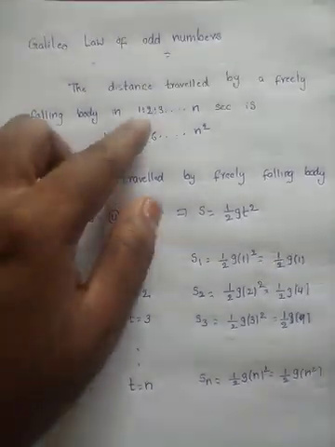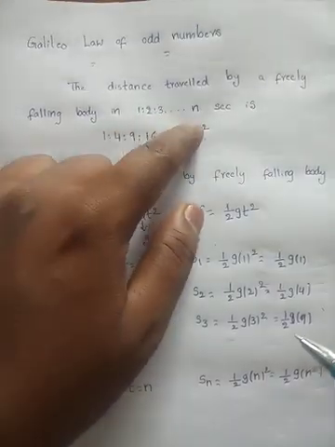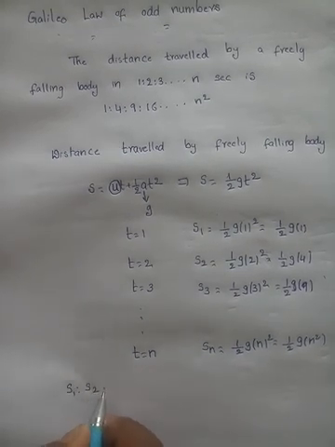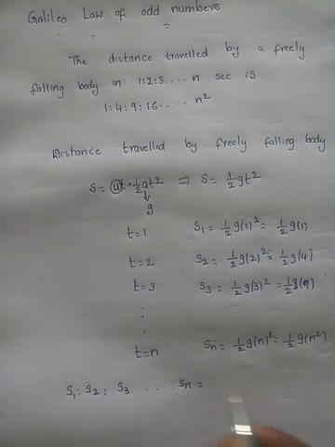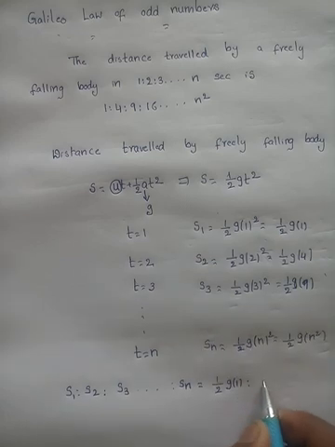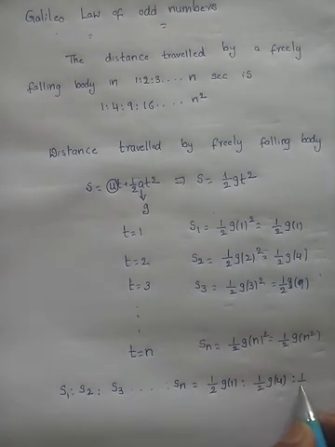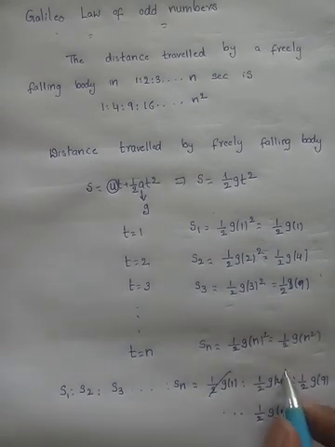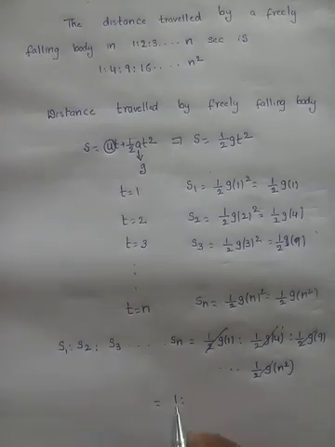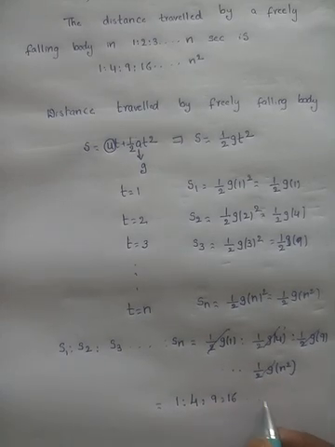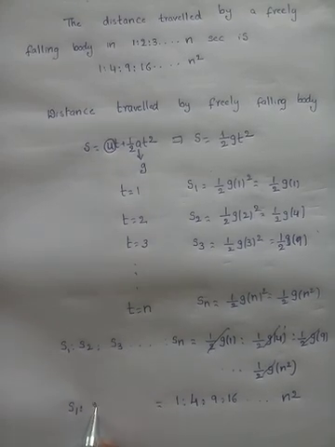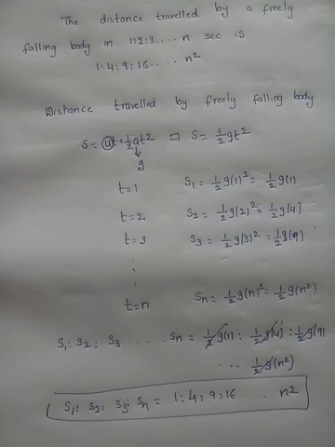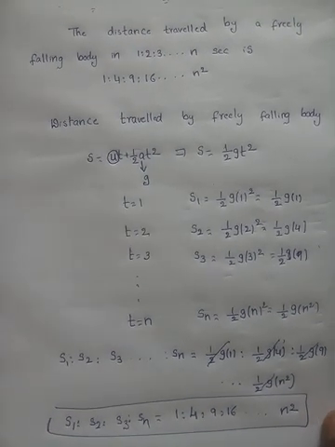If you take the ratio, because we take the distance, right? The distance travelled by a freely falling body in 1, 2, 3 and so on n seconds is 1:4:9:16 and so on n square. So, we can write this as S1 is to S2 is to S3 and so on Sn is equal to, what is S1? Half g into 1 is to half g into 4 is to half g into 9 and so on half g n square. So, what is the thing that gets cancelled in each case? Half g. So, what you can get? 1:4:9:16 and so on n square. So, the distance travelled by a body in 1, 2, 3 seconds and so on Sn is 1:4:9:16 and so on n square. So, this is the first statement of Galileo's law of odd numbers.